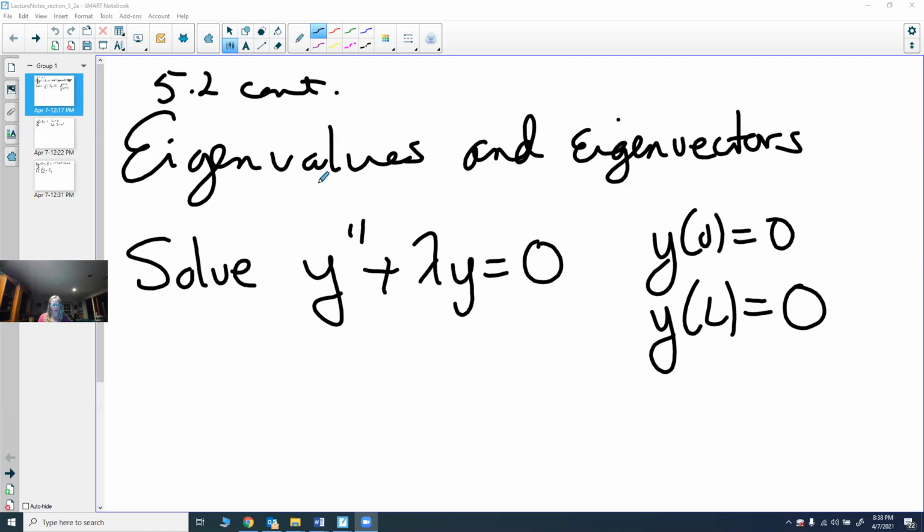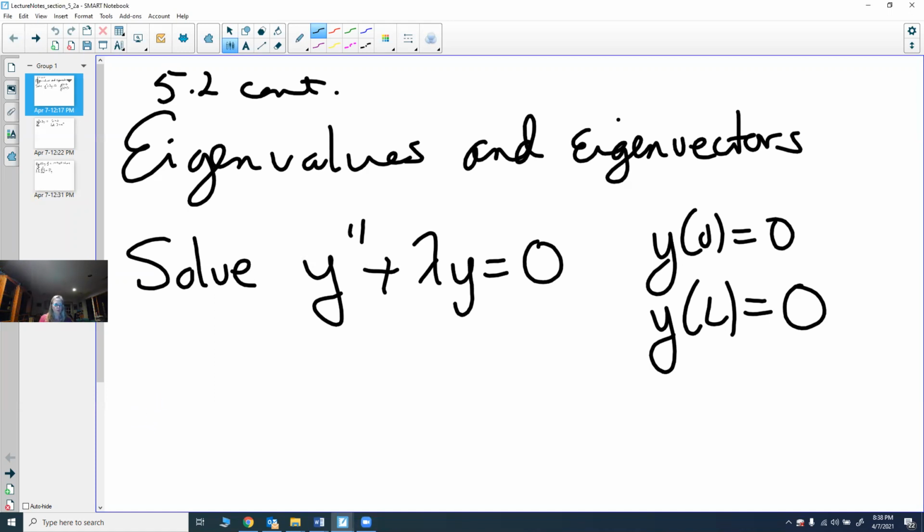So one other thing I want to talk about with beams is something called eigenvalues and eigenvectors. So we're going to look at actually solving y double prime plus lambda y equals 0. Just solving this differential equation. Y of 0 equals 0 and y of L equals 0. So it's a boundary value problem that we want to actually solve and see how this looks. And so we're going to look at the different cases that we can have. They all depend on each one of these pieces.